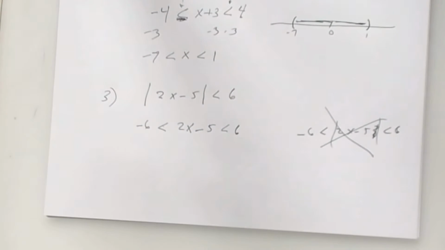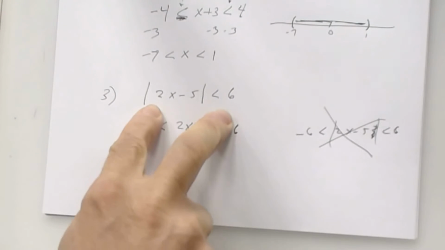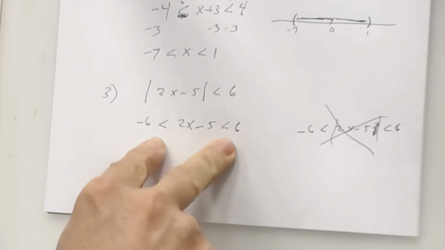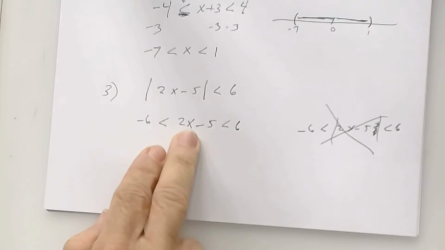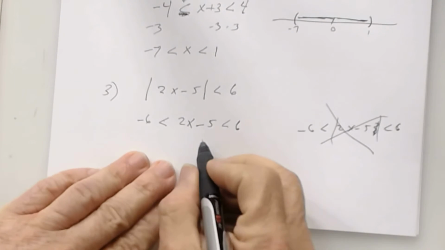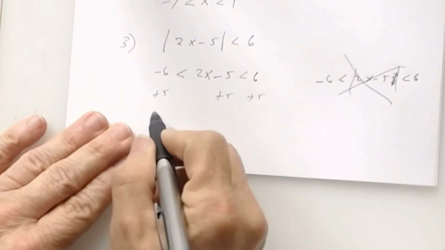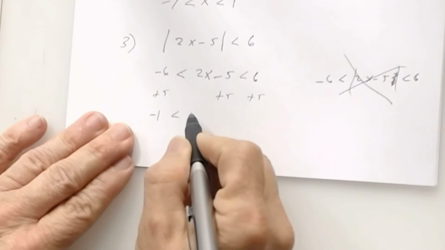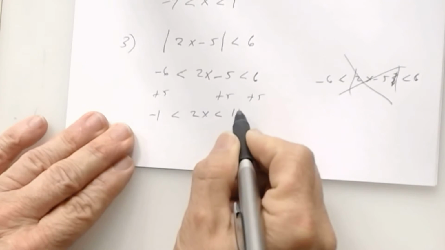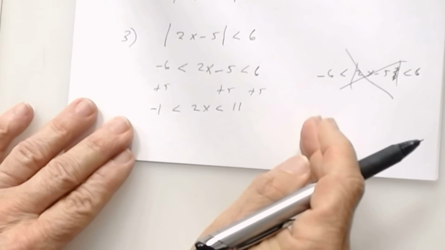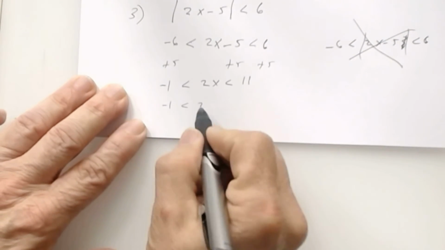When you write a compound inequality, remove the absolute value bars. So don't do that. Go from the original problem with the absolute value bars to the next step without them. And now you just get x in the middle. So what's the next step? Add 5 to both sides. So I get -1 is less than 2x is less than 11. I'm going to go ahead and rewrite it over.